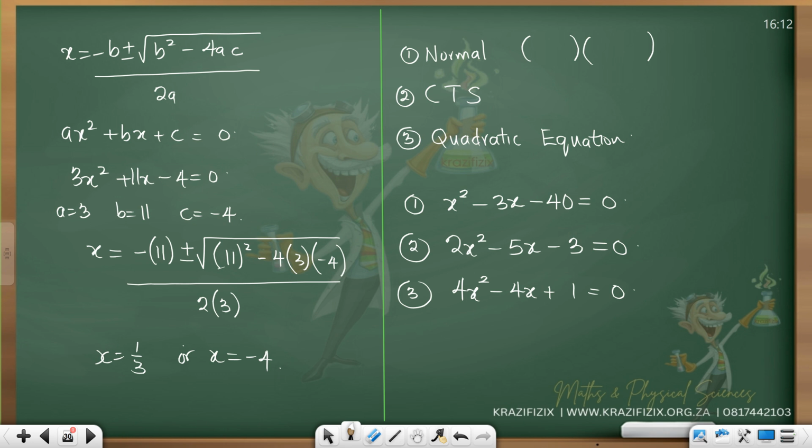I'm not rushing, I'm so slow. Make sure we get that. Use quadratic, use the completing the square, and solve normally. Somebody send a picture of this on the group for homework, and we mark together again tomorrow.